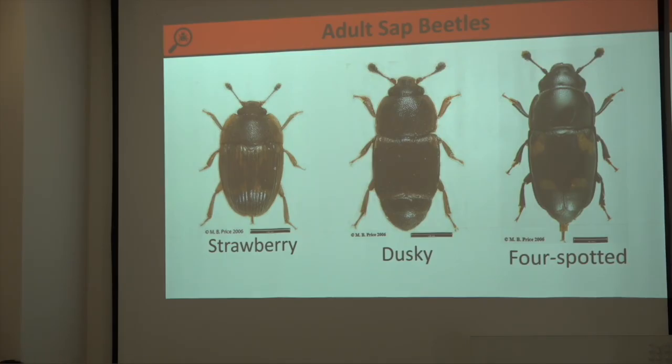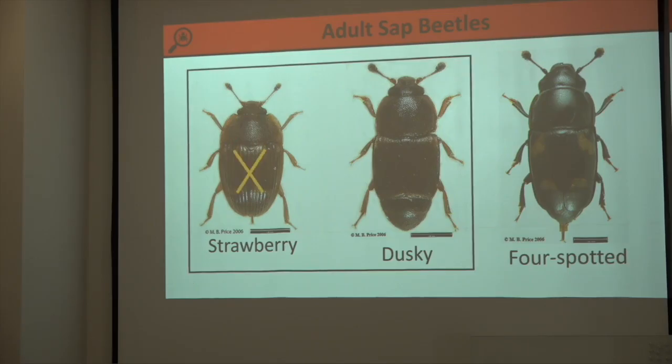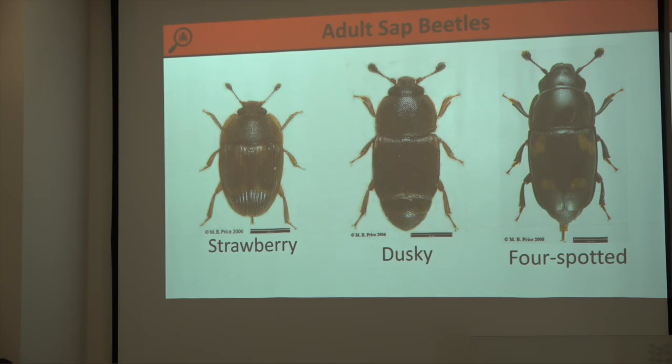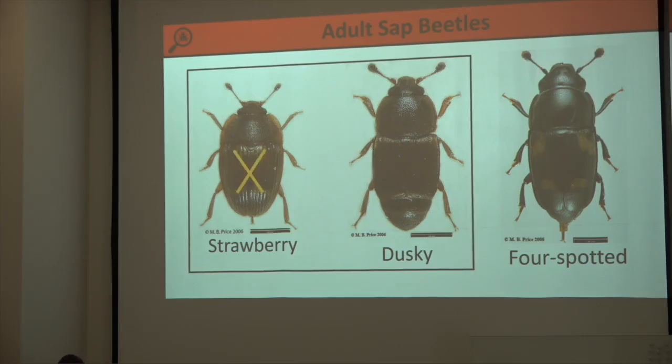The strawberry sap beetle is a bit smaller, and it has an X on its back. Right there. No, it's not that clear, unfortunately. But that's the one I almost always see in strawberries. So these two are the ones that are typically the problem. The reason I bring this up too is if you're looking at research out of Florida, they get more species that are similar to the dusky. So a lot of their efficacy trials are actually on dusky sap beetles, not on strawberry sap beetles.